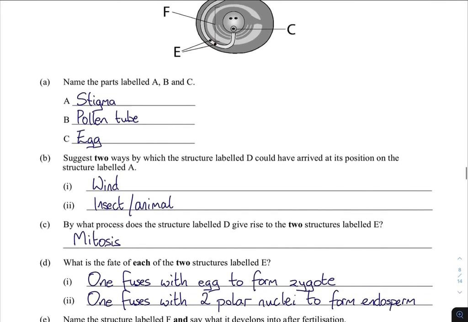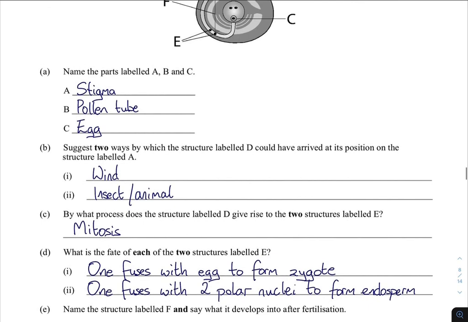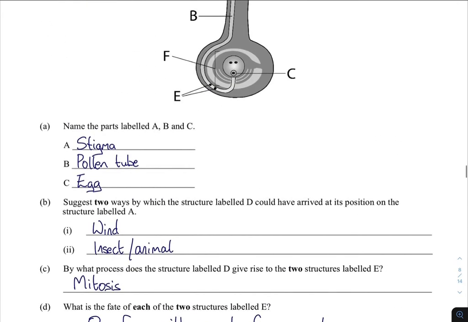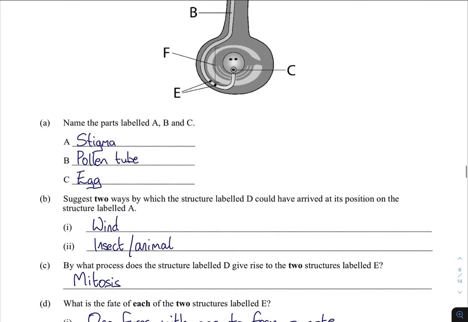Give the fate of each of those. I've said it to you guys already. 1 sperm nucleus will fuse with the egg to form the zygote. 1 sperm nucleus will fuse with the 2 polar nuclei to form the endosperm. Endosperm is like the food for a seed. Name the structure labelled F and say what it develops into after fertilization. So F there is the ovule here.